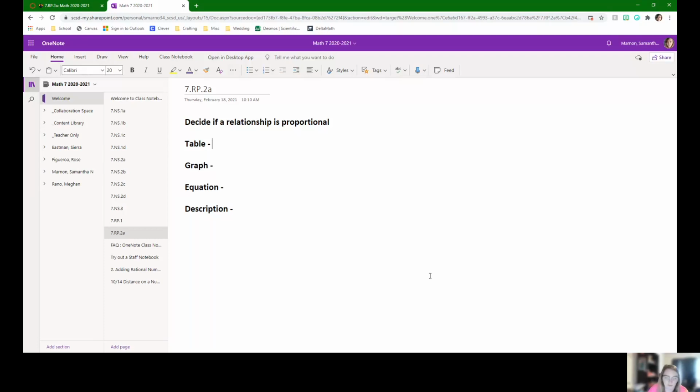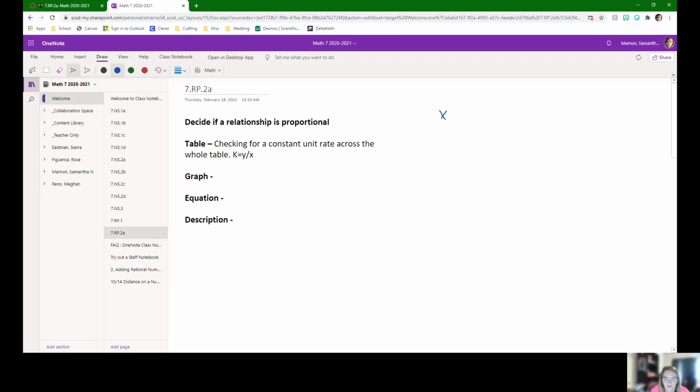So if we're using a table, that's where we had to do that k is y over x. We're checking for a constant unit rate. And that's going to be in each row, each column, across the whole table. That was always k, it was our unit rate, right? Y divided by x. So if I had a table, let's draw one in here. Here's my x, here's my y, and I had some values here.